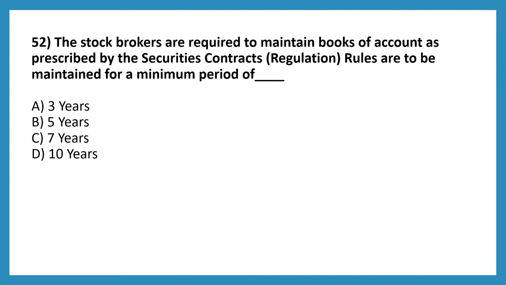Next question. The stockbrokers are required to maintain books of accounts as prescribed by the Securities Contracts Regulation Rules for a minimum period of how many years? Option A, 3 years. Option B, 5 years. Option C, 7 years. Option D, 10 years. The correct answer is option B, 5 years.